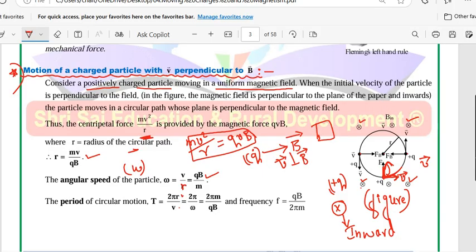Now, the angular speed. Okay. Angular speed here. So we got the r value here. Angular speed, that is omega, can be written as v divided by r. Okay, so if you substitute these values, you will get qB divided by m. The time period of the circular motion is 2 pi r divided by v. If you substitute r and v values in this case, you will get the time period, that is 2 pi m divided by qB, and the frequency of that particular motion of a charged particle will be qB divided by 2 pi m. This is the frequency.